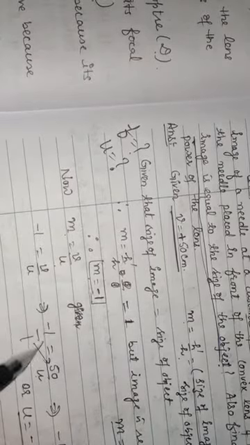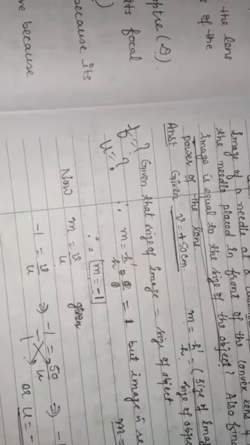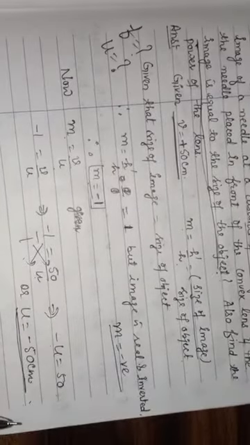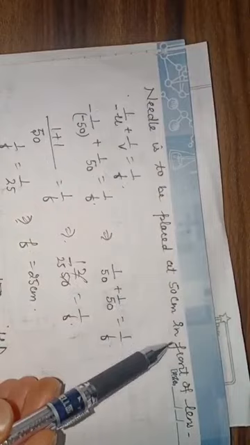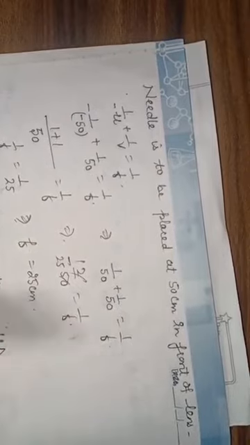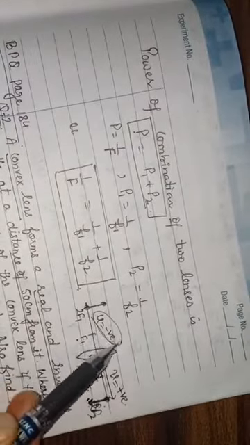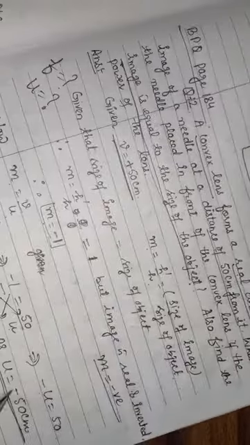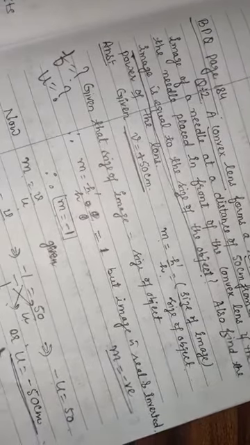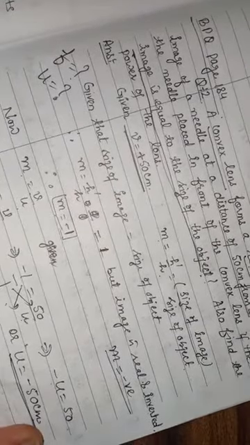You can cross multiply it, or u is equal to minus 50 centimeter. So students, now where the needle is placed, that needle is to be placed at 50 centimeter in front of the lens. As in this rough diagram, we know that the value of u should be negative, and when we calculate the value of u, it is also negative.